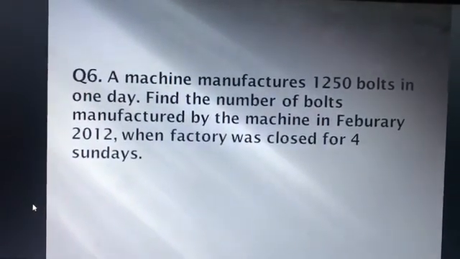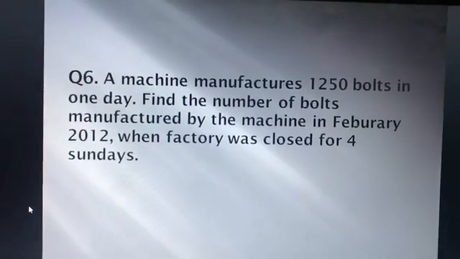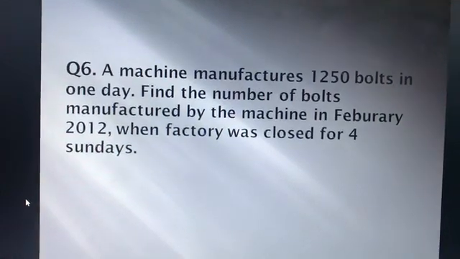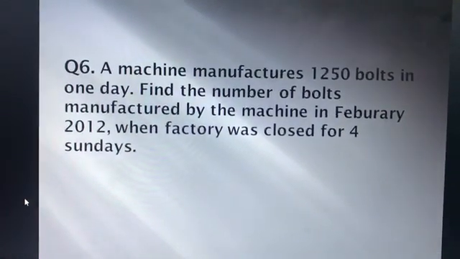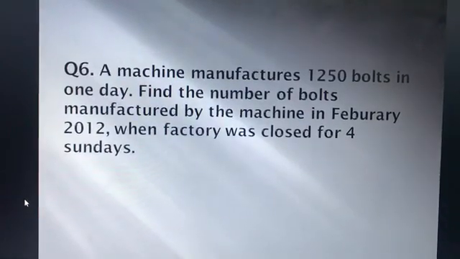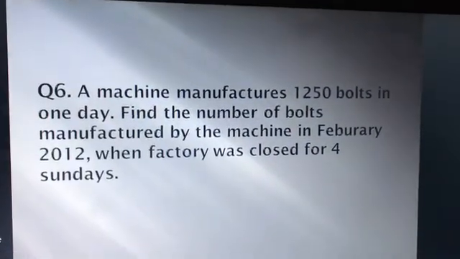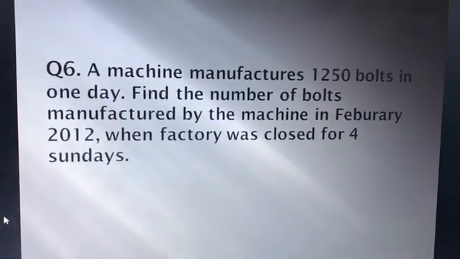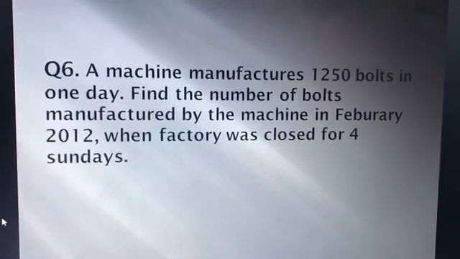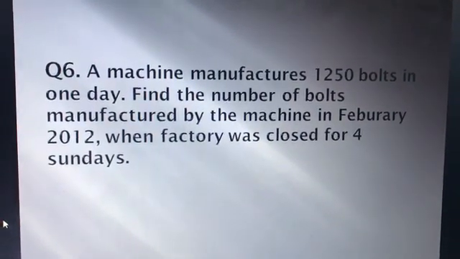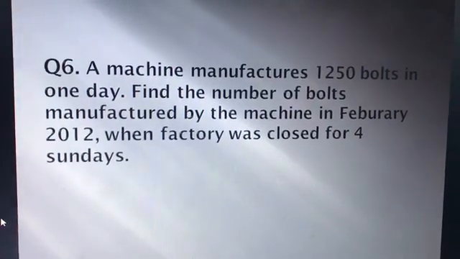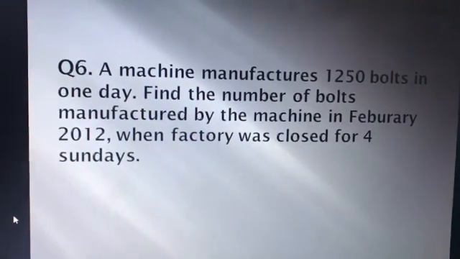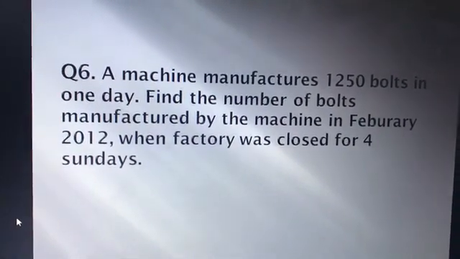Next is, a machine manufactures 1250 bolts in one day. Find the number of bolts manufactured by the machine in February 2012, when the factory was closed for 4 Sundays. In this question, first of all, you will have to find the number of days in February 2012. How you will find the days in February 2012? Yes, by seeing whether it was a leap year or not. In a leap year, February has 29 days. And if it is not a leap year, February has 28 days.